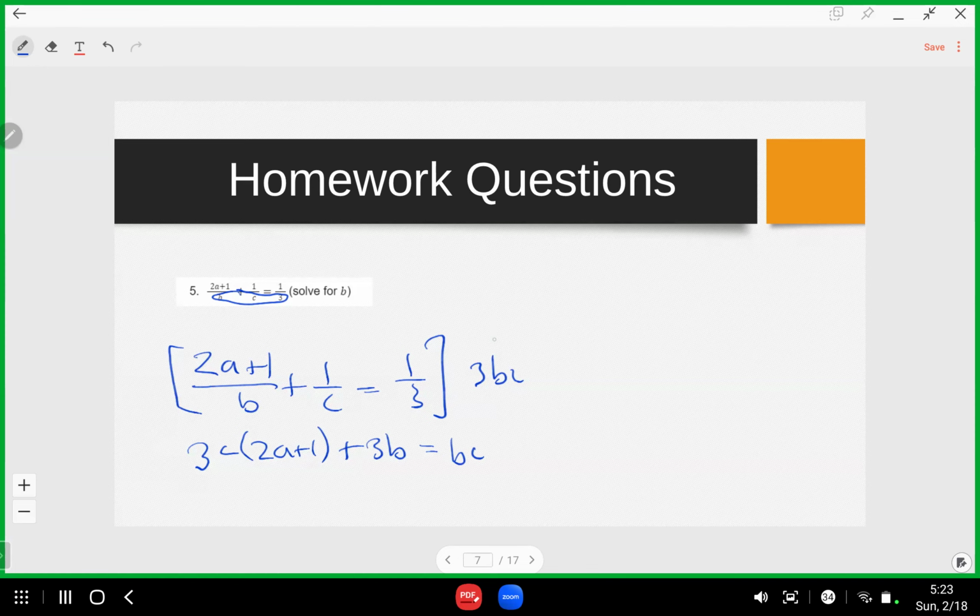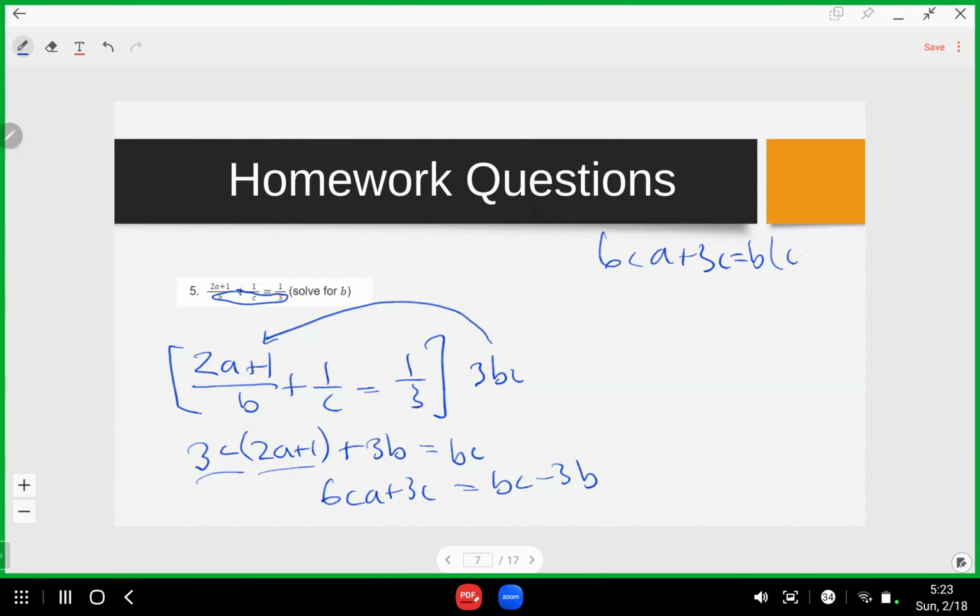Okay, so you see how when you multiply 3BC by 2A plus 1 over B, the B's cancel out. It's just 3C times 2A plus 1. 3BC times 1 over C, the C's cancel out. It's just 3B. And here is just BC. All right, so from now on, we can solve. We have 6CA plus 3C is equal to BC minus 3B. We factor the B out. So did you get this answer? Yes. Okay, very good.